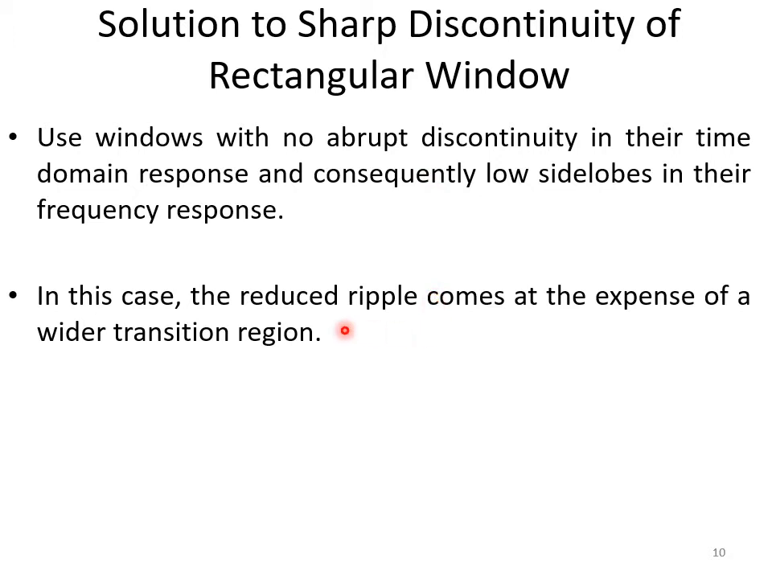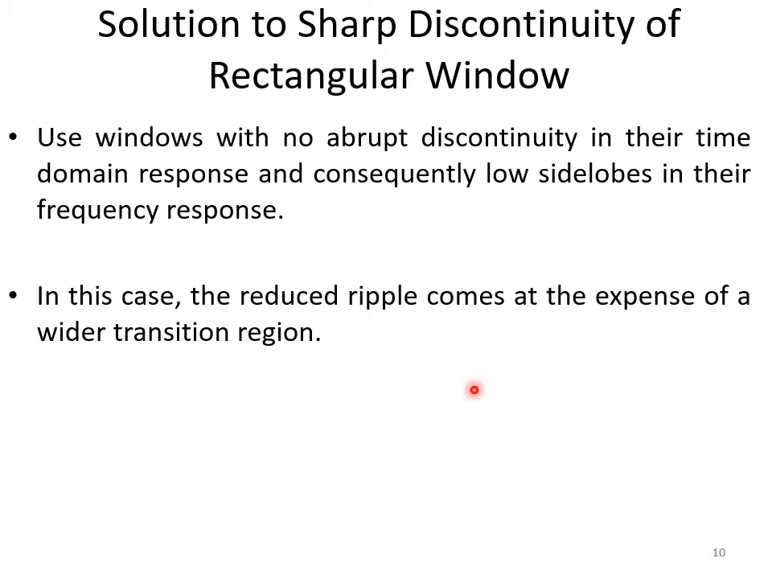But obviously, because of the smooth transition in the time domain of another window function, we can have a larger transition band, right? It is a trade-off. If we use sharp discontinuity window functions, you will have a sharp transition band, but you would have ripples in the pass band and stop band.